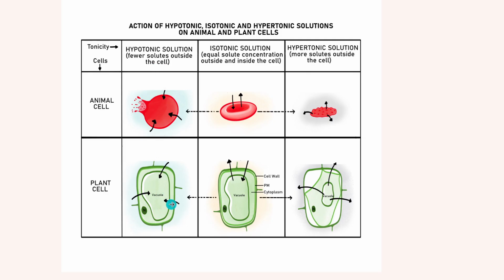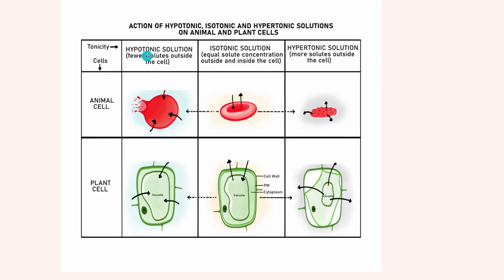For example, if you keep raisins in a solution, have you seen raisins? We keep them in water overnight. Earlier they are shrunk, but after overnight soaking they become swollen. Why does this happen? Because the water has less solute, and inside the raisin the solute was more. So water moved from low solute to high solute, and thus raisins swell.